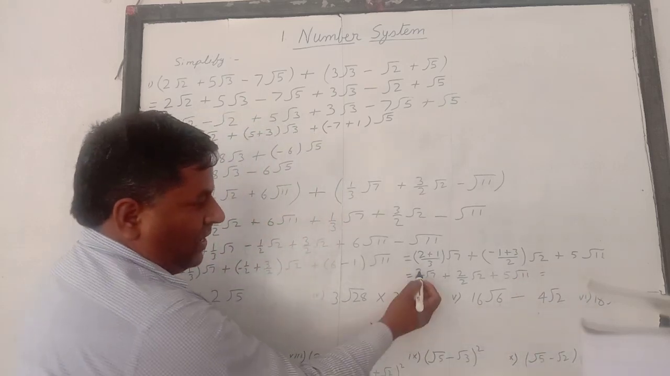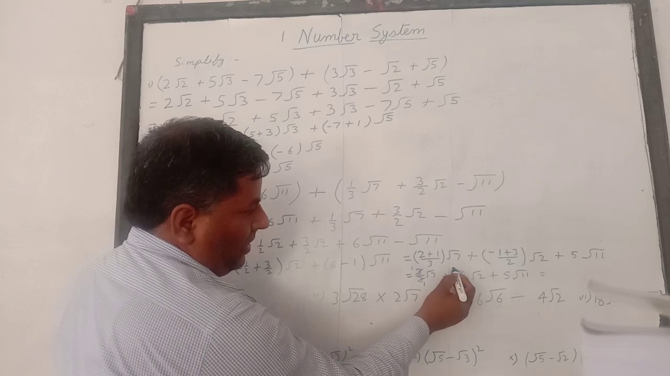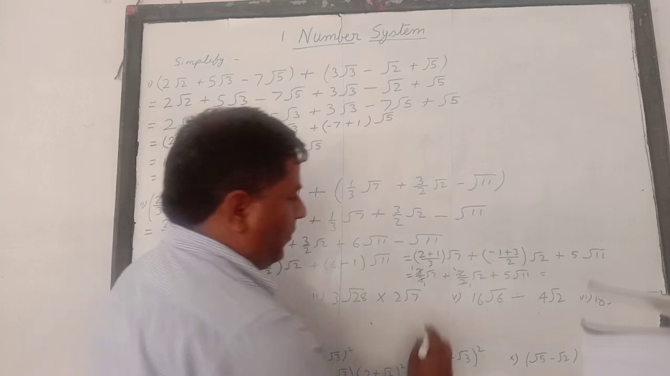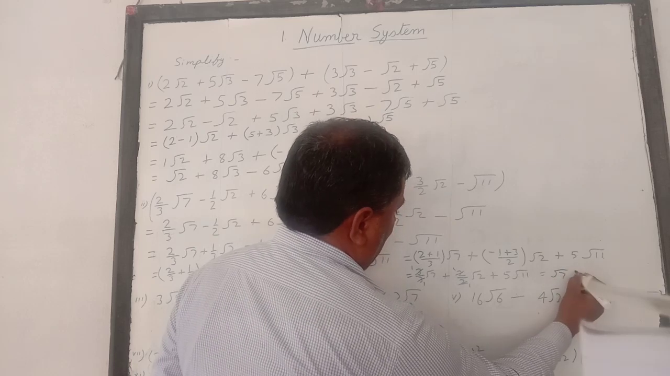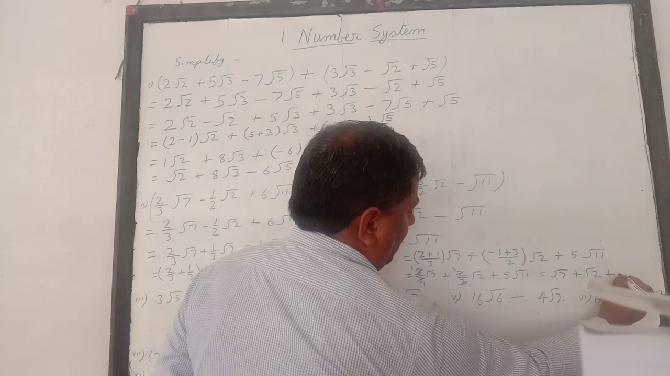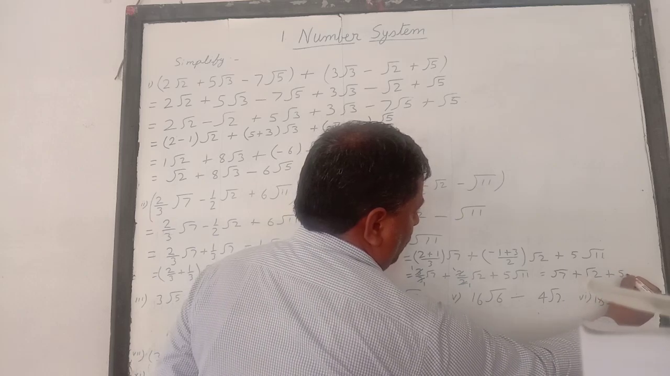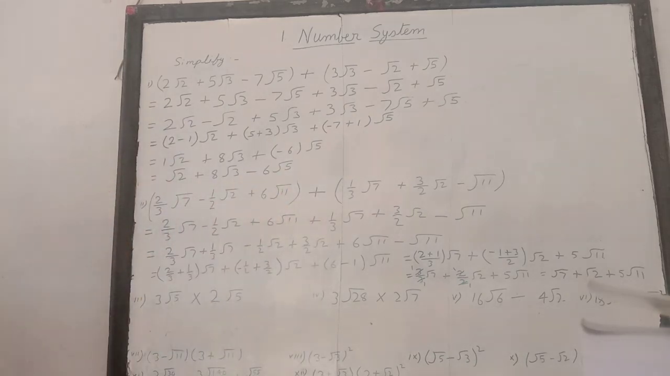Now you can see here we can cancel 3 and 3 by 1. Here also 2 and 2 can be cancelled by 1. So now we can finally write the answer: root 7 plus root 2 plus 5 root 11. So this is how we can simplify. Now let's take some more examples.